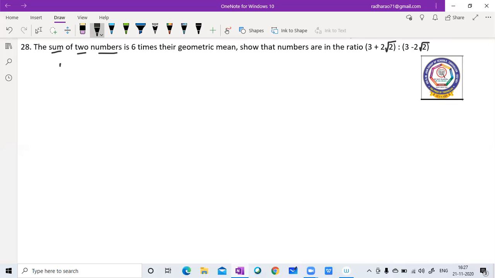So we don't know what the two numbers are. Let the two numbers be a and b.